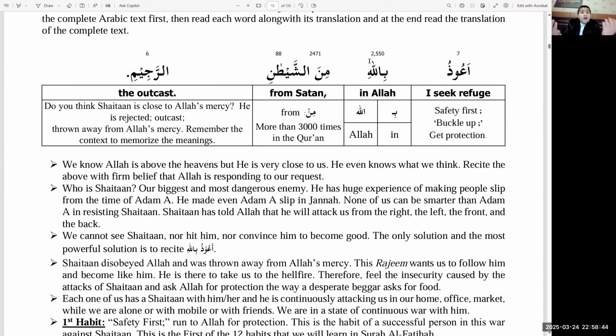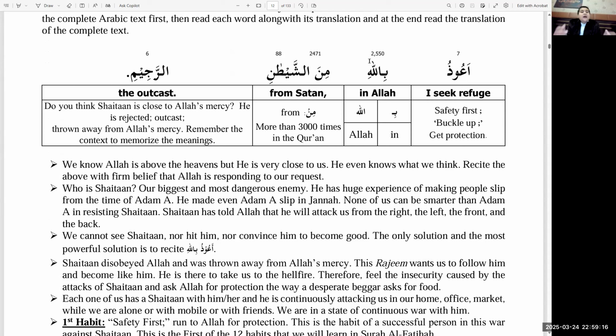Who is Shaitan? Our biggest and most dangerous enemy. He has huge experience of making people slip from the time of Adam alayhi salam. He made even Adam alayhi salam slip in Jannah. None of us can be smarter than Adam alayhi salam in resisting Shaitan. Shaitan has told Allah that he will attack us from the right, the left, the front, and the back. We cannot see Shaitan nor hit him, nor convince him to be good. The only solution, and the most powerful solution, is to recite A'udhu Billahi.